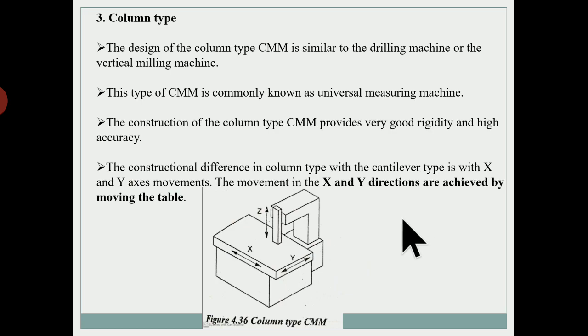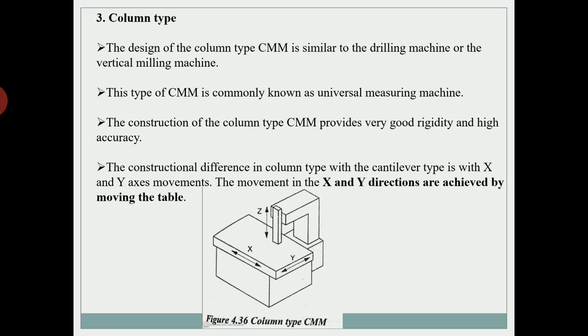Then the third type CMM, that is column type CMM. The design of column type CMM is similar to drilling machine or vertical milling machine. This type of CMM is commonly known as universal measuring machine. The construction of the column type CMM provides very good rigidity and high accuracy.